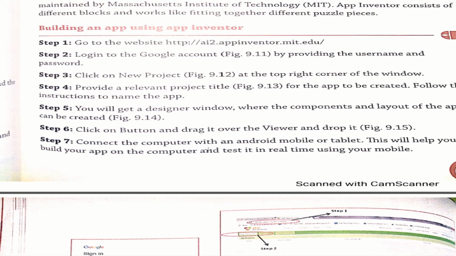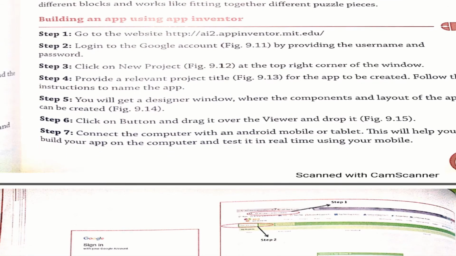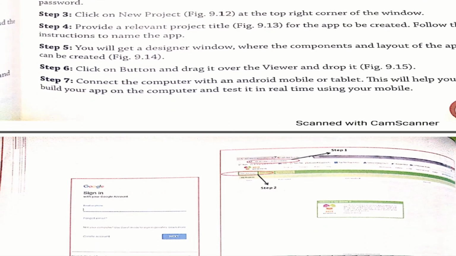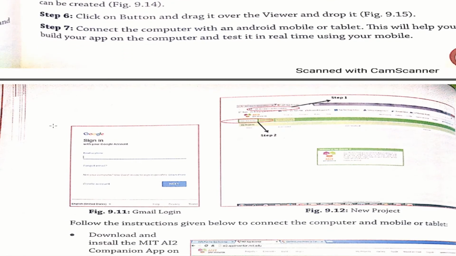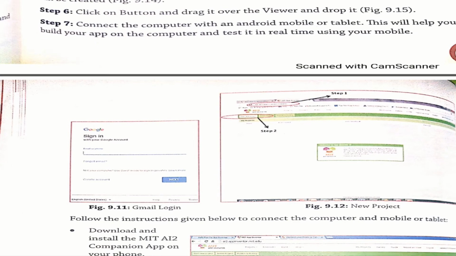The last step is to connect the computer with an Android mobile or tablet. This will help you build your app on the computer and test it in real time using your mobile. See, some pictures are available. First you need to go to that particular app, then sign in will be asked, then the New Project option is available. You need to click on this New Project. What are the instructions given below to connect the computer and mobile?